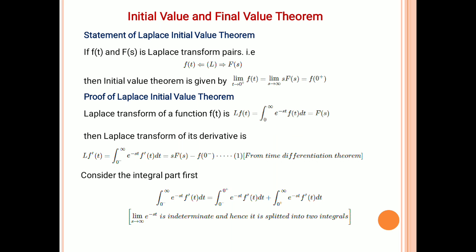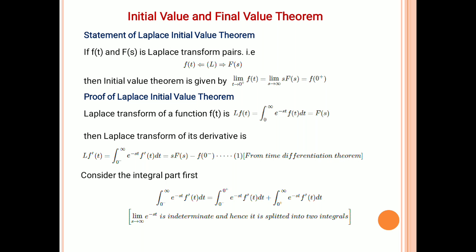Now, initial value and final value theorem. If f(t) and F(s) are a Laplace transform pair, then the initial value theorem is given by limit as t tends to 0+ of f(t) = limit as s tends to infinity of sF(s). So, that is equal to f(0+). Now, proof. The Laplace transform of a function f(t) = integral from 0 to infinity of e^(-st) f(t) dt, which is equal to F(s).